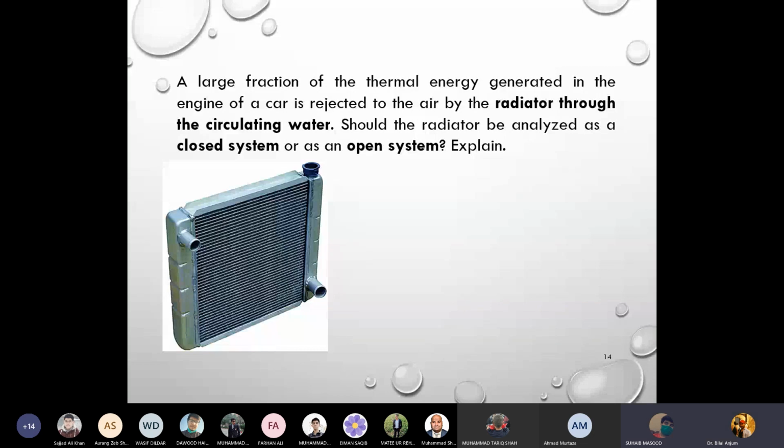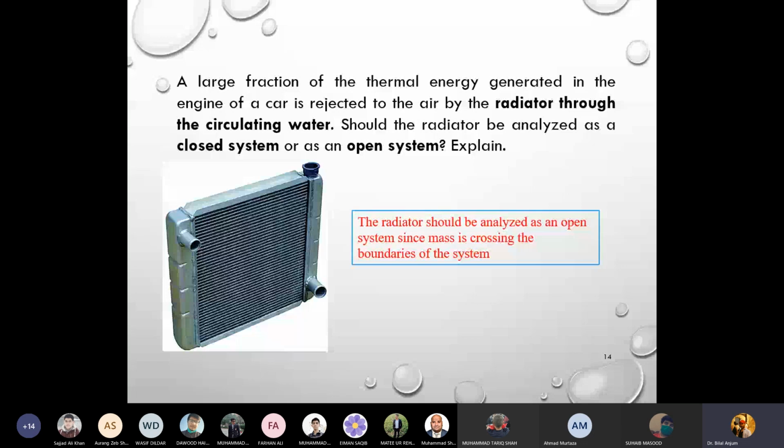All right. So this system would be an open system because mass is crossing the boundary of the system. In order for the radiator to work, mass has to get into the system and come out of the system in order to extract the heat. Clear enough?